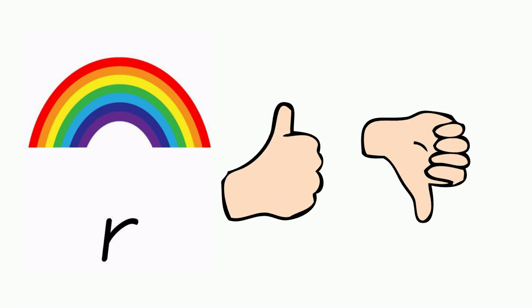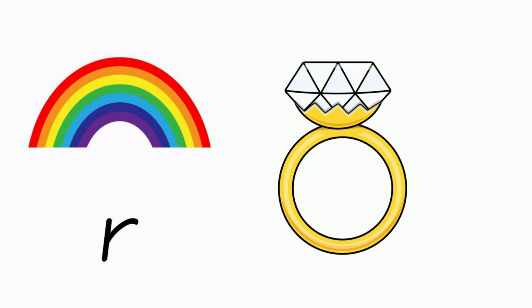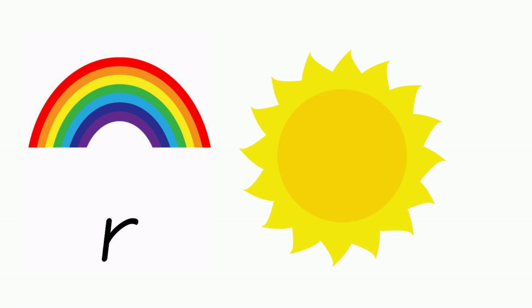It's time to play thumbs up, thumbs down. If a word begins with the sound give a thumbs up. But if it begins with a different sound, give a thumbs down. Our first word is ring. Say ring. Give a thumbs up if it begins with the sound. It does. Give a thumbs up if sun begins with the sound. If not, give a thumbs down.